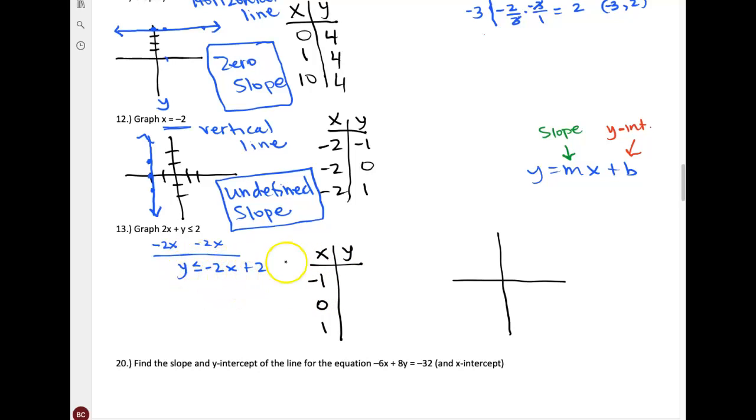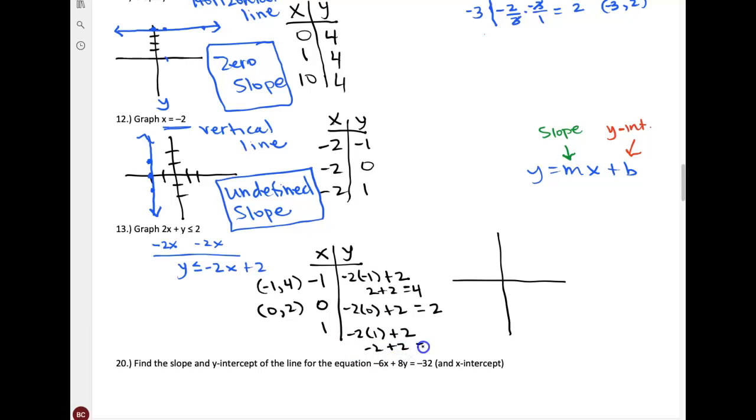So if I put this into my equation, -2 times -1 plus 2, right? So -2 times -1 is 2, plus 2 is going to give me 4. So one of my points is -1, 4. All right, and let's put 0 in. So if I have -2 times 0 plus 2, anything times 0 is 0, plus 2 gives me 2. So that's the point 0, comma 2. And now let's put 1 into our equation here. So -2 times 1 plus 2. So -2 plus 2 gives me 0. So another point I have is 1, comma 0.